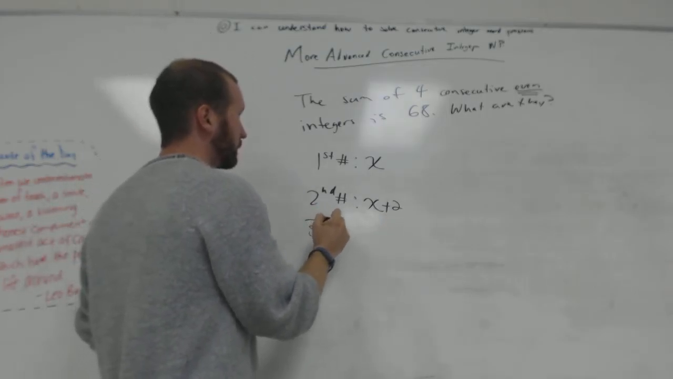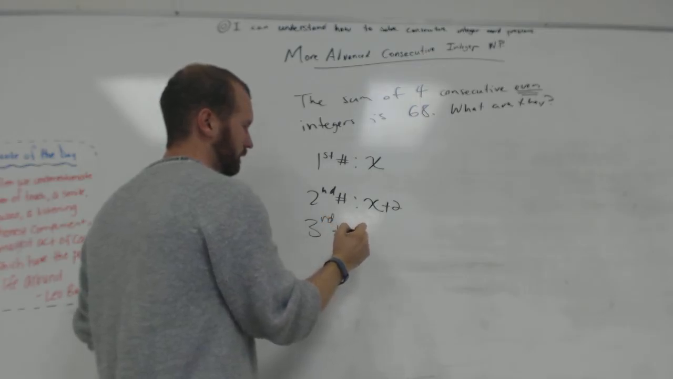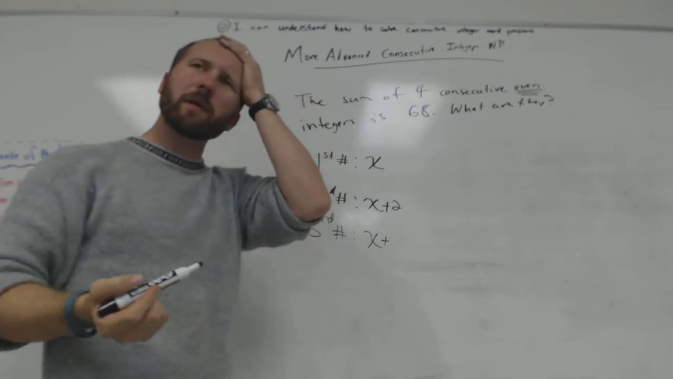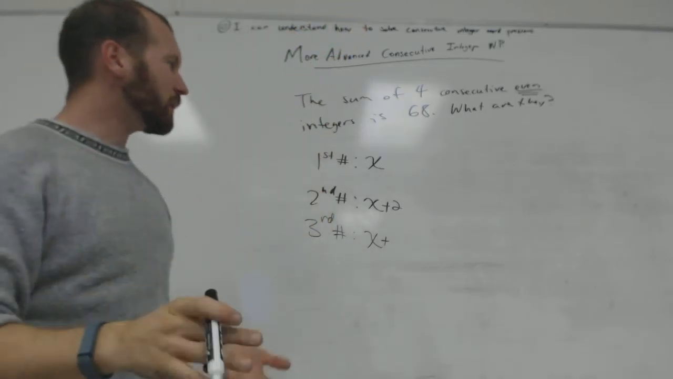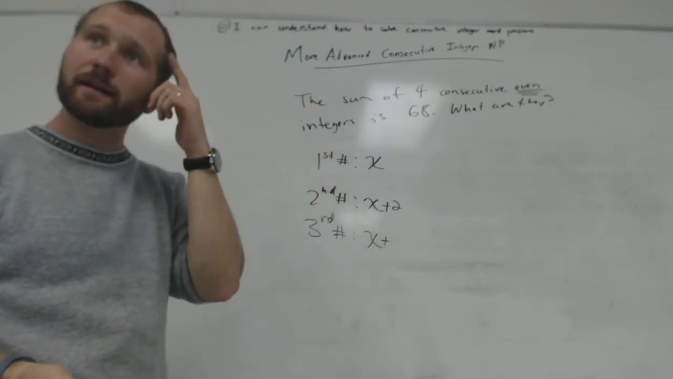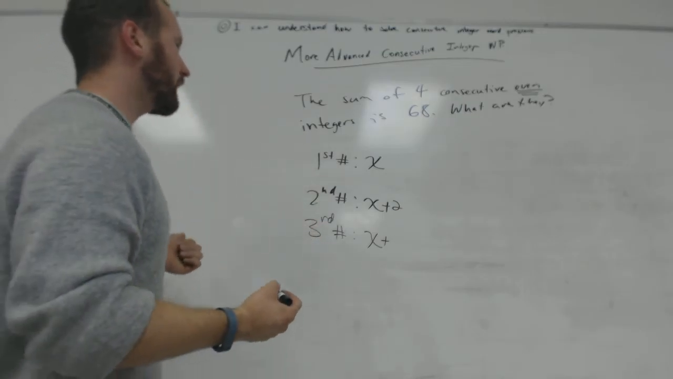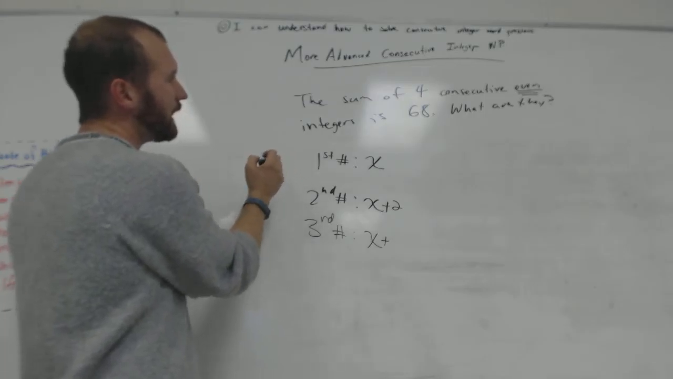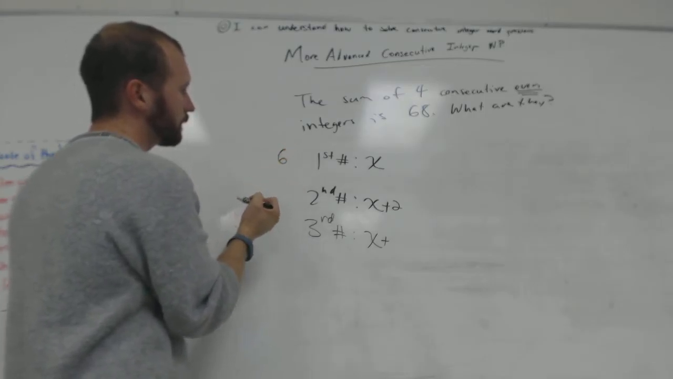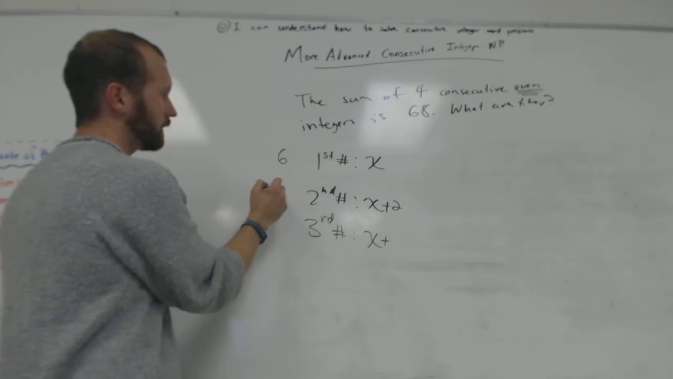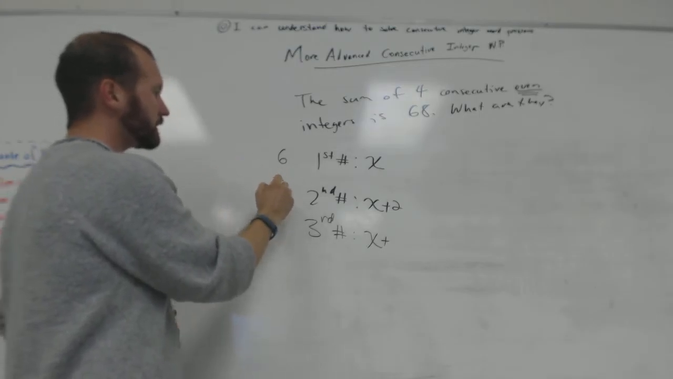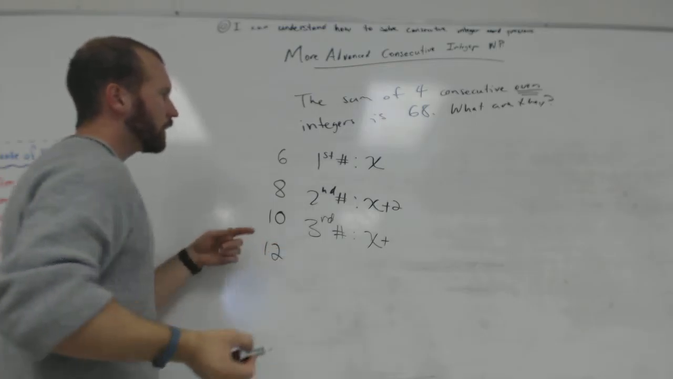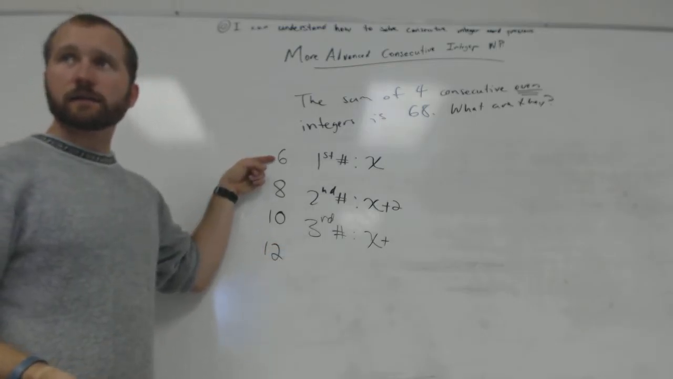Third number, x plus 4. So let's say we can't remember. You remembered, but let's say we can't. In your head or on your paper, you're going to do this. If I have consecutive even numbers, let's just pretend the first one is 6. What's the next one? 8. And then the next one, 10. And then the next one, 12.